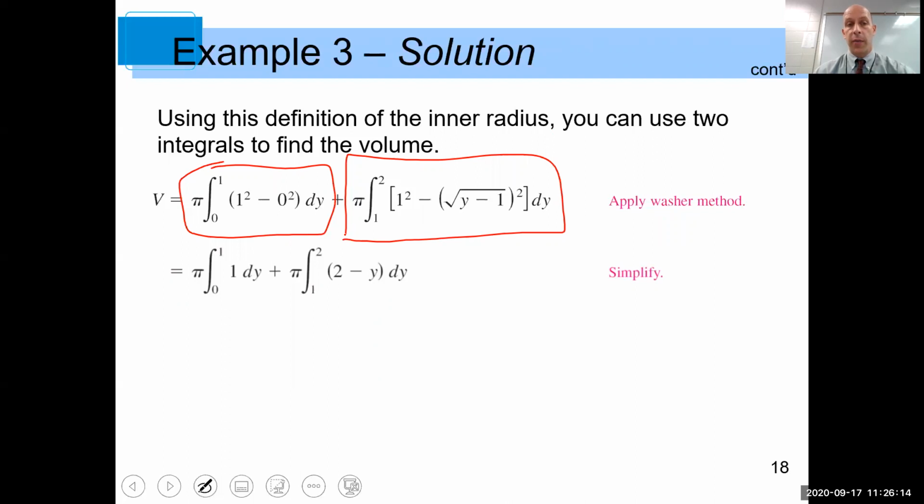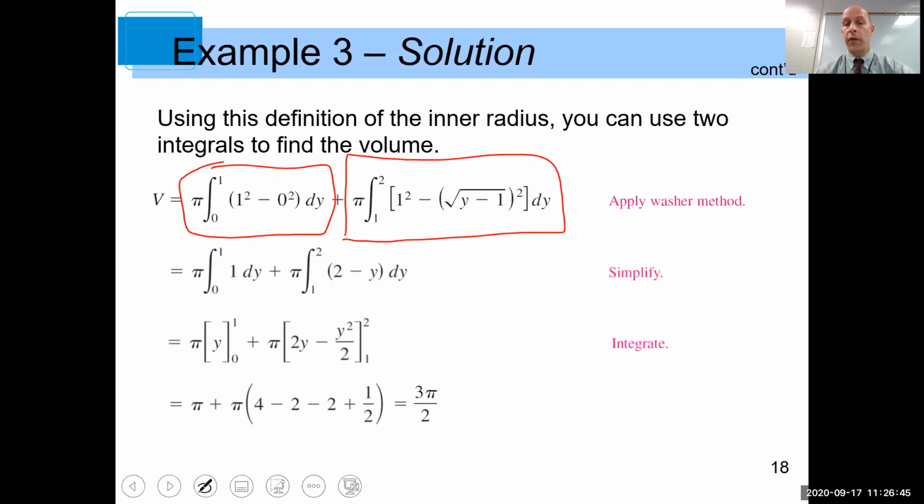So the first thing basically becomes just 1. The second thing, after you clean that square and subtract, you get 2 minus y. So this actually turns out to be a fairly straightforward integral. The antiderivative of 1 is y. The antiderivative of 2 minus y is 2y minus y squared over 2. Now we're just going to start plugging in values. Of course, the first one is just 1, and the second one we got 4 minus 2 minus the quantity 2 minus 1/2, but that just becomes negative 2 plus 1/2, and we get the final answer of 3 pi over 2.